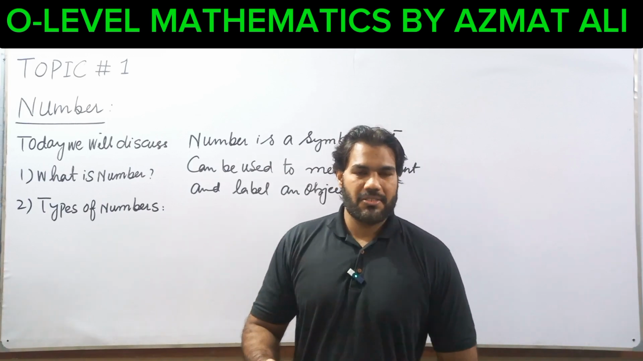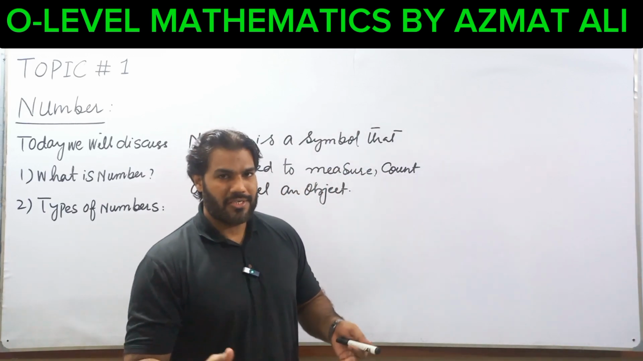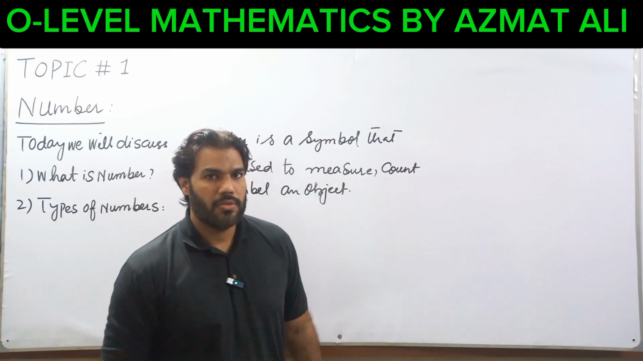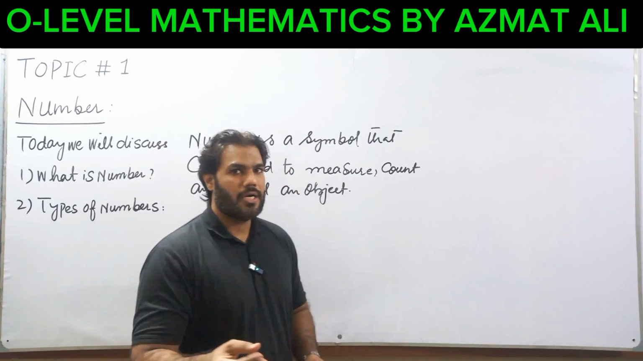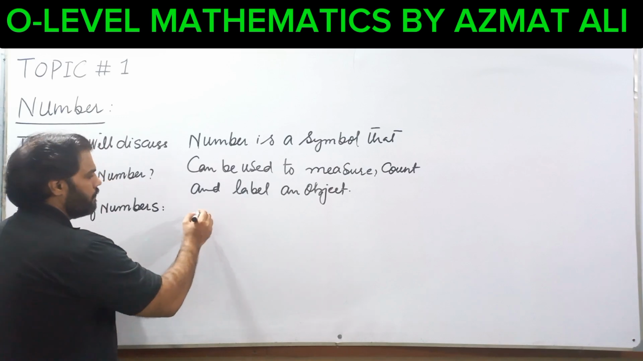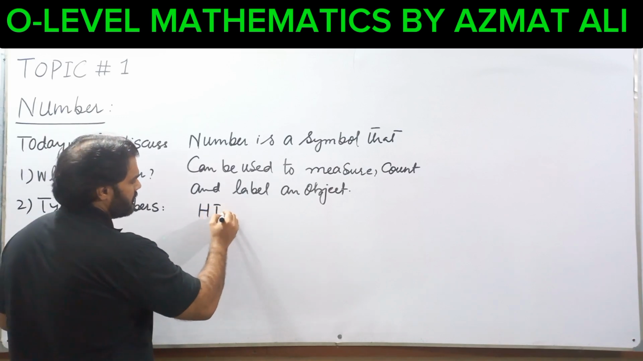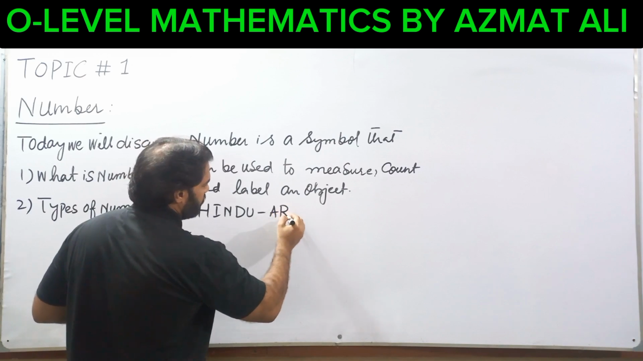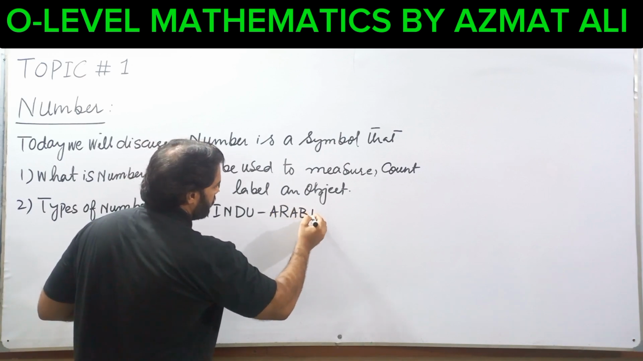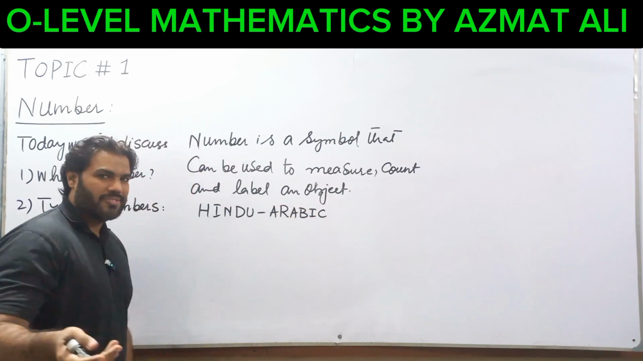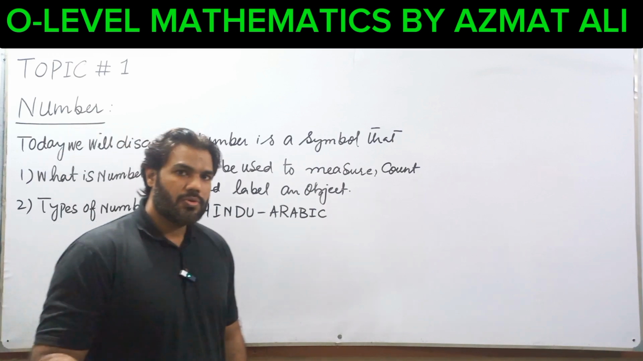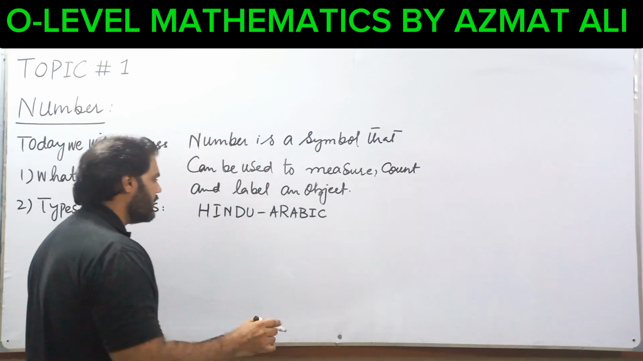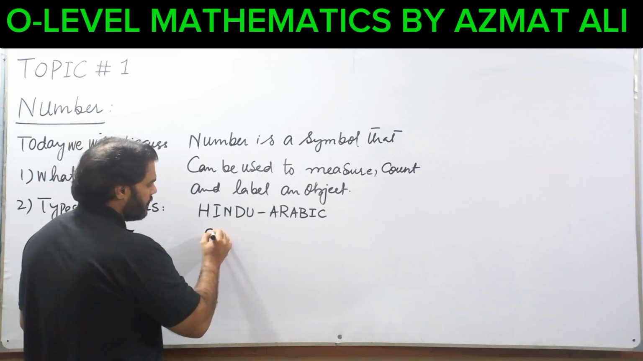Two or more than two numbers form a system that is called the number system. In everyday mathematics, the number system that we use is called the Hindu-Arabic number system. This system consists of 10 symbols, and those symbols are called the digits.